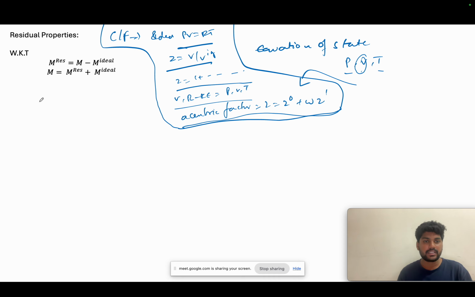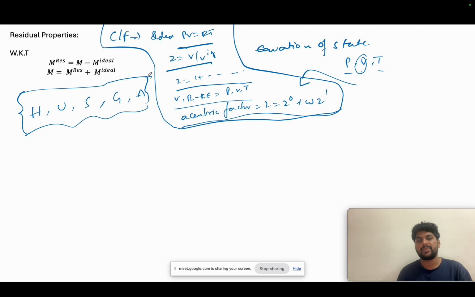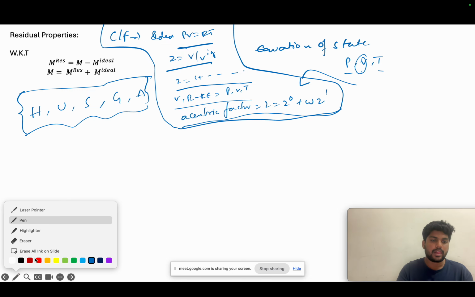Now we are discussing enthalpy, internal energy, entropy, Gibbs free energy, and Helmholtz energy. How do we design this in the simplest form? That's what we are discussing in today's class. We are given the temperature and pressure. Other than that, how can we do it without any deviation? That's what we are going to discuss today, the residual property.